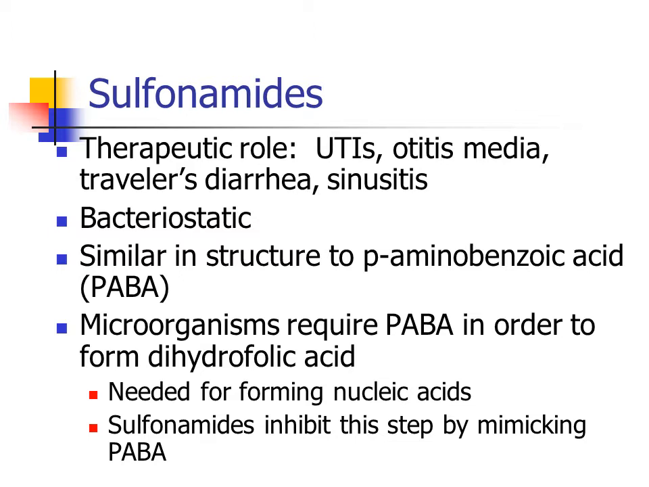Microorganisms require this in order to form dihydrofolic acid, and this pathway is needed for forming bacterial nucleic acids, the building blocks of their DNA, RNA, and proteins. So the sulfonamide class inhibits this step by mimicking the para-aminobenzoic acid. So basically it's kind of in disguise, and it incorporates itself in so that the bacteria then no longer can form viable nucleic acids.